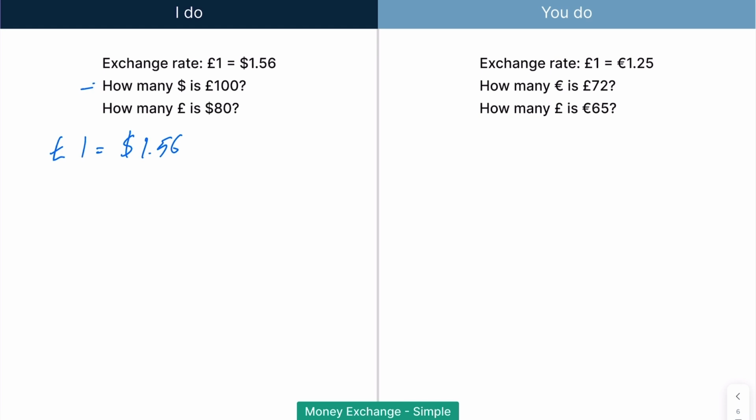Okay, so how many dollars is £100? If I write that out, we know we have £100 and we've been asked, well, how many dollars is that? Well, the question you ask yourself is, how do you go from here to here? You times it by 100. So you do the same thing here. You times it by 100, and now you know your answer is going to be $156. Okay, so that's your answer to that question there.